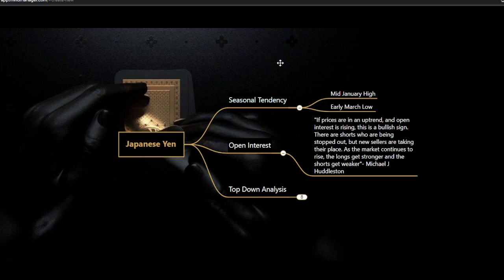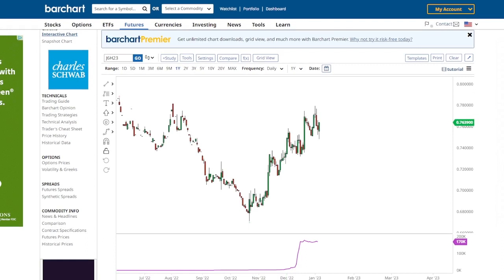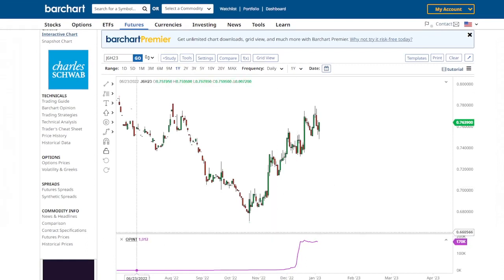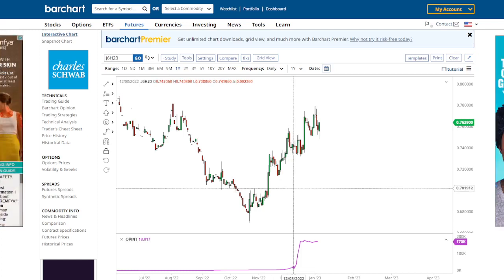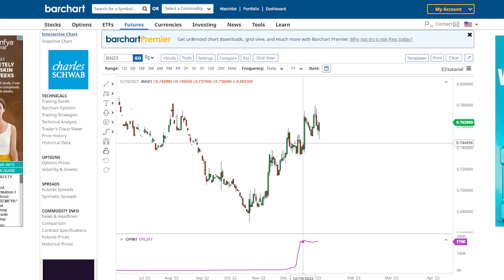But let's actually take a quick look on bar chart right here. So this is open interest. And early December, I mean, this thing took off. Open interest started to rise as we're in an uptrend, which essentially is a really good confirmation tool to actually tell us this isn't any sort of fake move. This isn't artificial. There are actually willing participants and people who are taking the other side of these shorts.